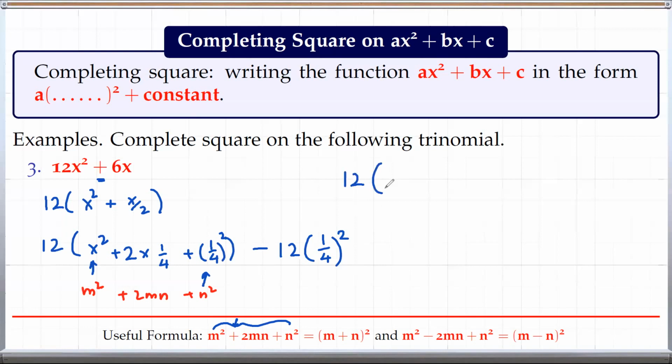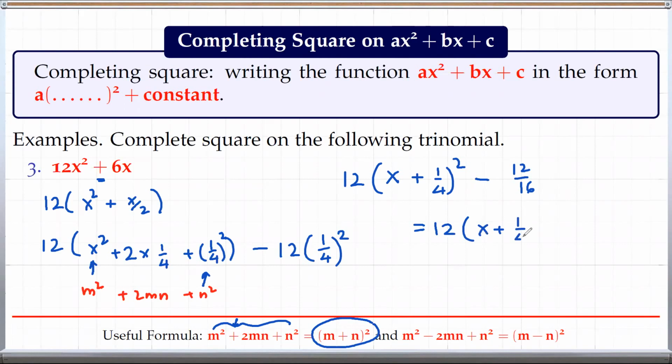So we get 12 times, so we have m squared plus 2mn plus n squared. This we can write as m plus n squared. M is x plus n is 1/4 squared, and this part we can simplify, 12 times 1 by 16, 12 by 16. We actually have minus over here. This is minus 12 by 16. Now we can go one step further, reducing this fraction. It will look like 12 times x plus 1 by 4 squared, this part as it is, minus, if you divide top and bottom of this fraction by 4, we get 3 by 4.